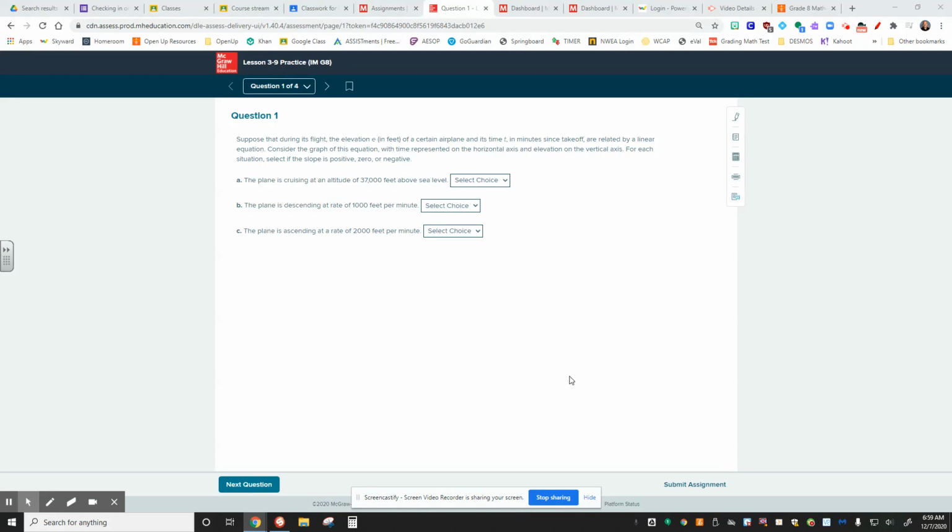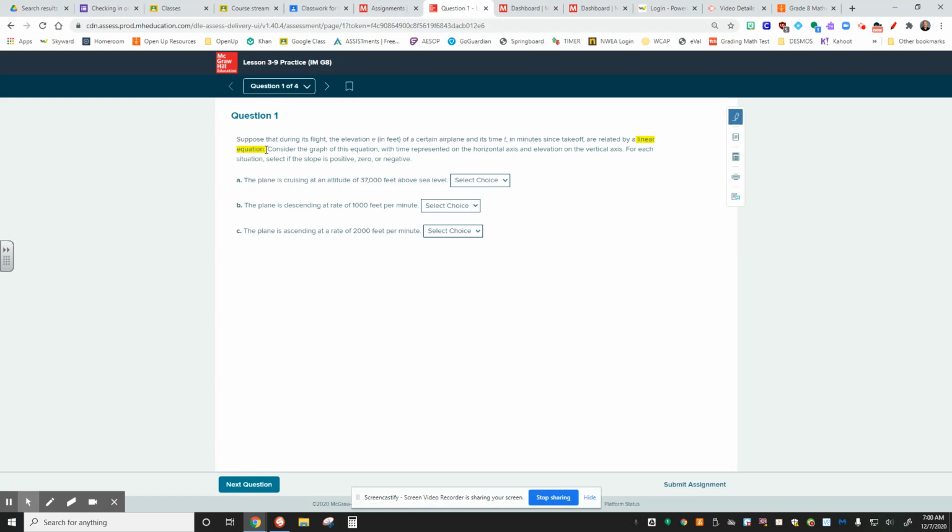Here we are with a little bit of help for lesson 9 of unit 3 in your homework. Question 1: suppose that during its flight, the elevation in feet of a certain plane and its time, t, in minutes after takeoff are related by a linear equation. This is really important to recognize, because that means that everything we talk about with this plane related to time and elevation will create a straight line graph.